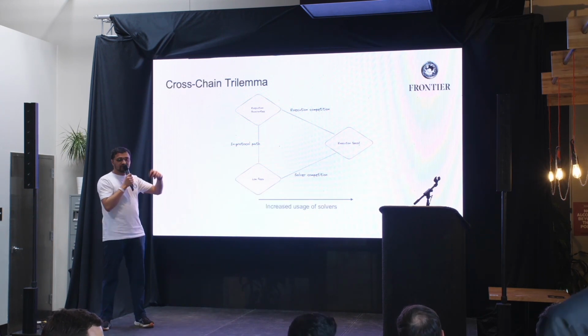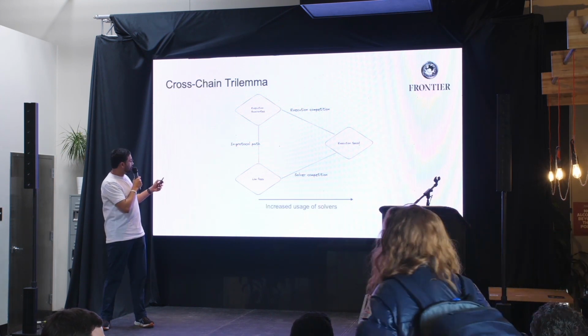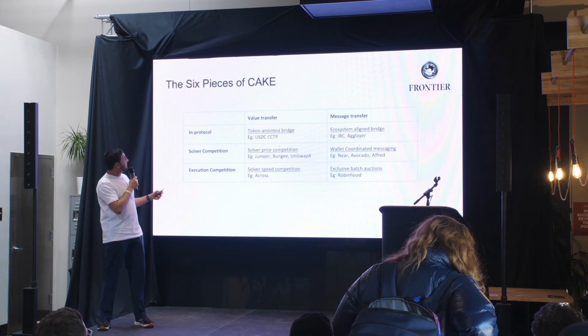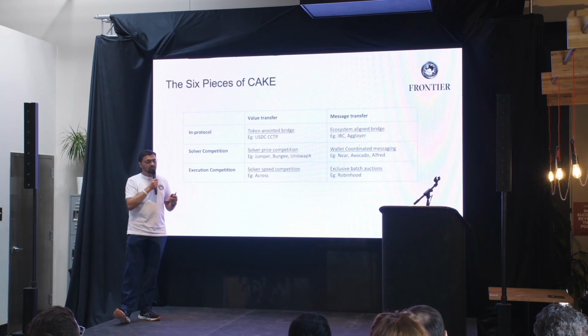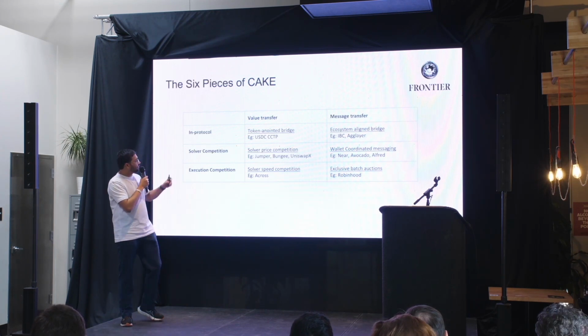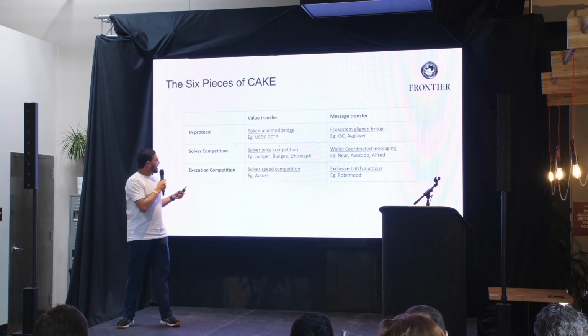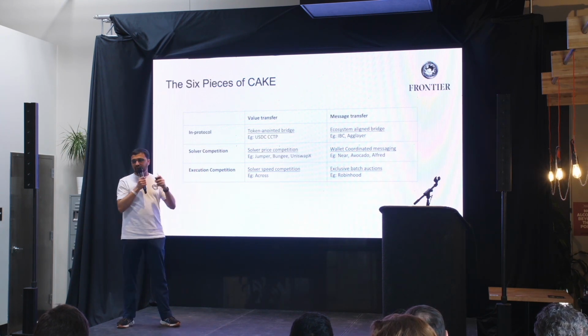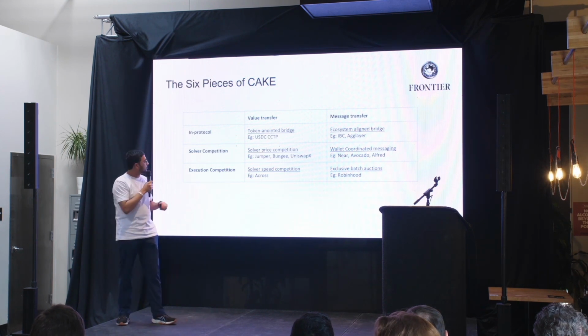Looking at these 4 trade-offs that an application needs to make, and this cross-chain trilemma, you get 6 pieces of cake, or 6 different designs that basically emerge, where the user can choose whatever they prefer. And these 6 different designs compose very nicely with each other, and they have their own product market fit.